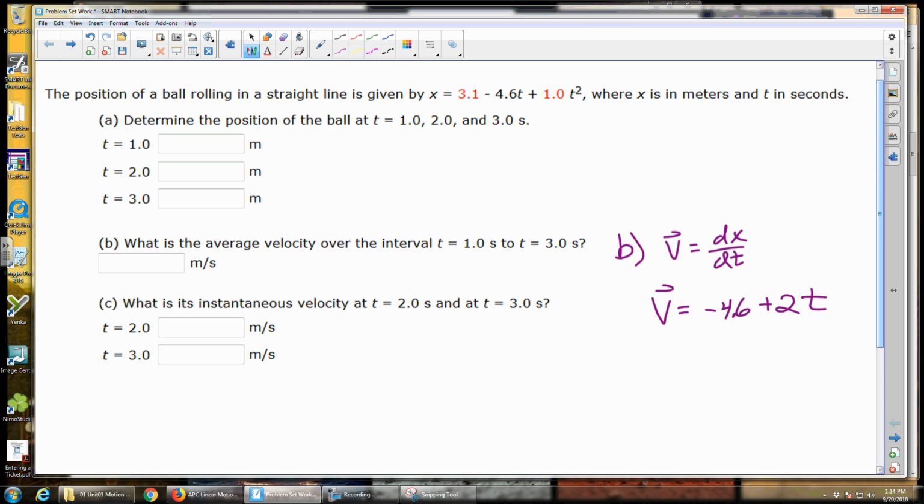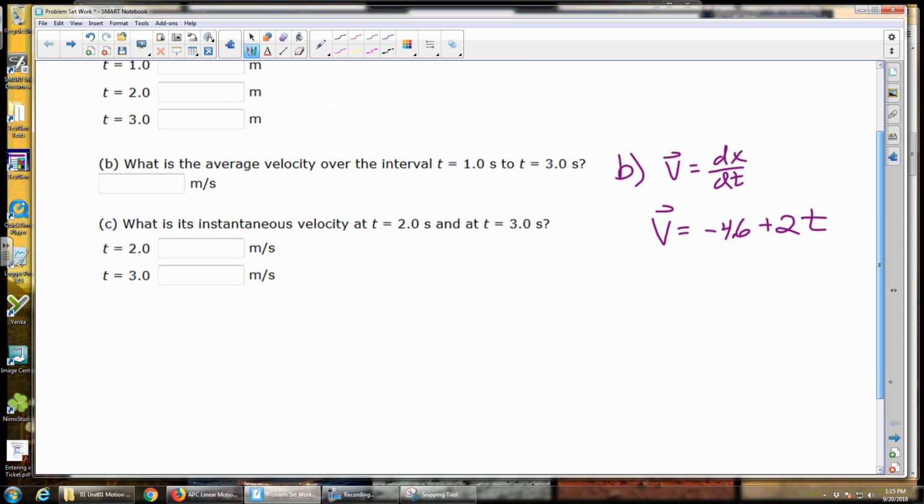And if I think about that, that's linear, right? That's a linear equation because there's no t squared. And so if it's linear and it's from 1 second to 3 seconds, isn't the average going to be at 2 seconds? I mean, maybe I'm just having Thursday brain.